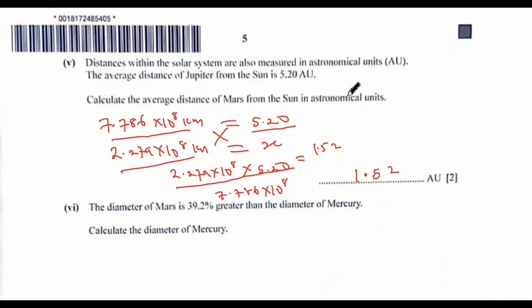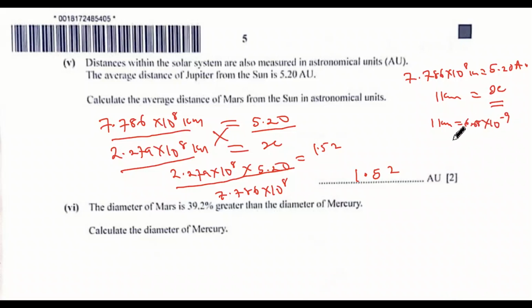Alternatively, you can firstly calculate the corresponding value of 1 kilometer in astronomical units. So by saying 7.786 times 10 to the power of 8 kilometers is giving us 5.20 astronomical units, so 1 kilometer will now be equal to what astronomical units? So if you do this, you get the value of x to be equals to 6.68 times 10 to the power of -9. So that means 1 kilometer is equals to 6.68 times 10 to the power of -9.